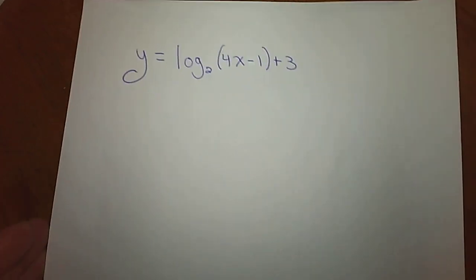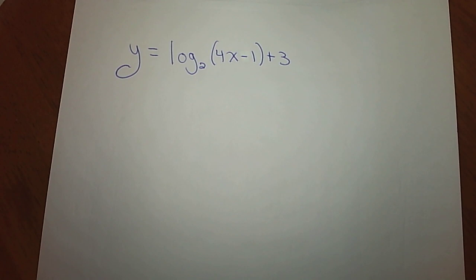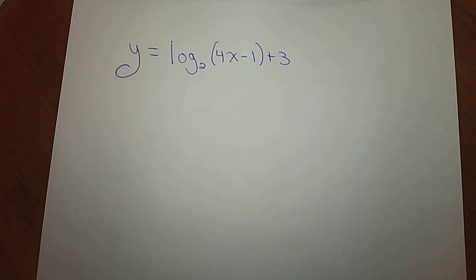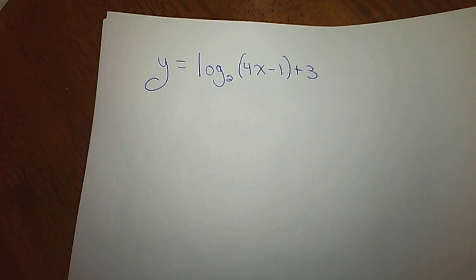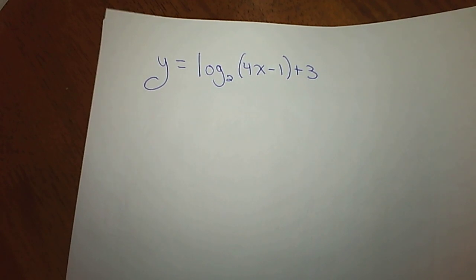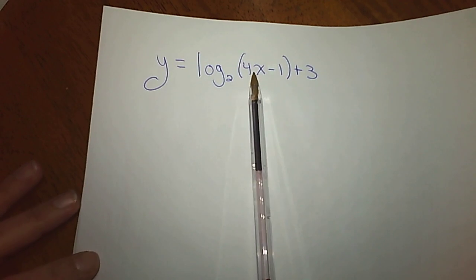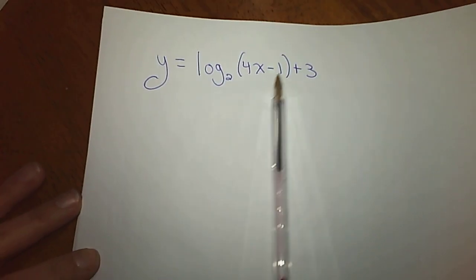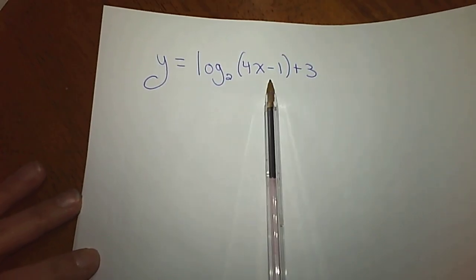It's a random equation. Y equals log base 2, 4x minus 1 in parentheses, plus 3. And what I want to do is sketch this. Now, this brings something back in that we talked about in the trig unit, where we discussed how the frequency can never be inside the parenthesis with the shift.